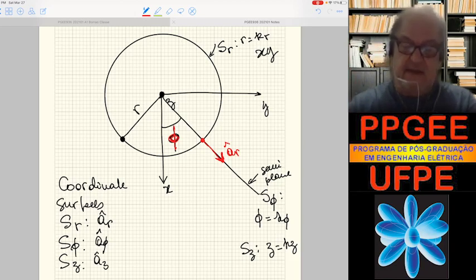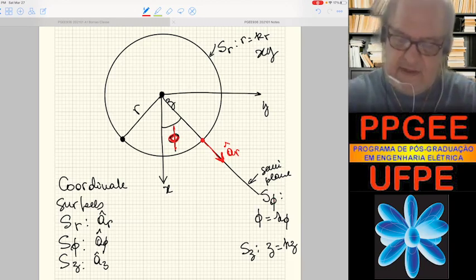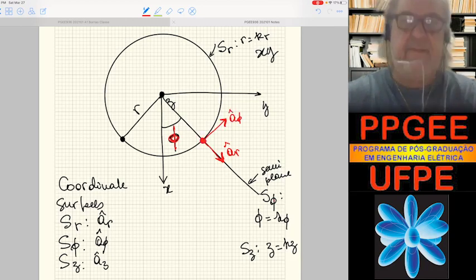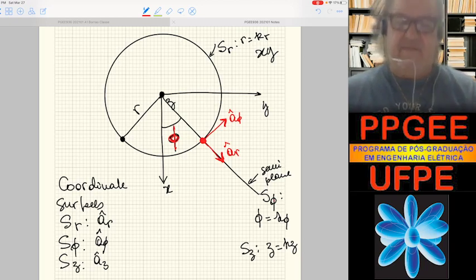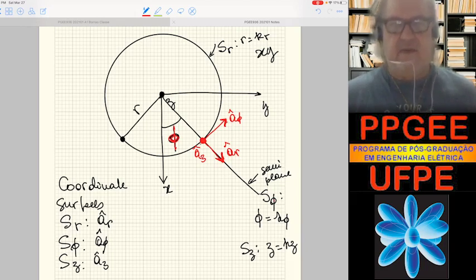The second unit vector is a_phi, which is orthogonal to S_phi, and directed in the direction of increasing values of phi. So this is the second versor, a_phi. And the third one is the one that goes up from this plane of my screen here, which is a_z. So this is a cyclic basis. a_r cross a_phi equals a_z. a_phi cross a_z equals a_r. a_z cross a_r equals a_phi. And they are mutually orthogonal. Okay? This is the triple system in this point.